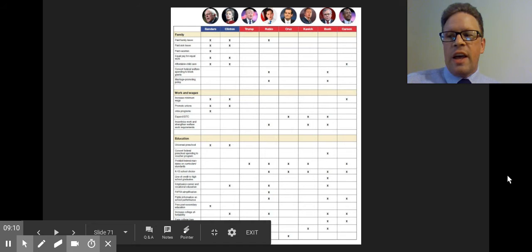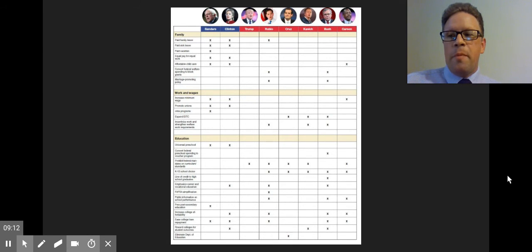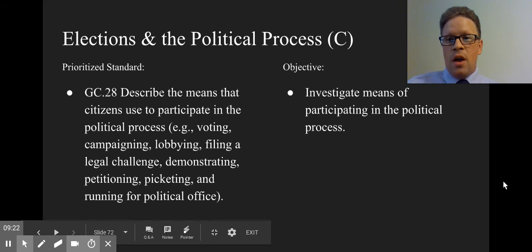Media reporting allows voters to learn about major policy differences between candidates. The tools of the mass media also make it easier to research candidates in local, state, and national elections. All right, this concludes elections and the political process.